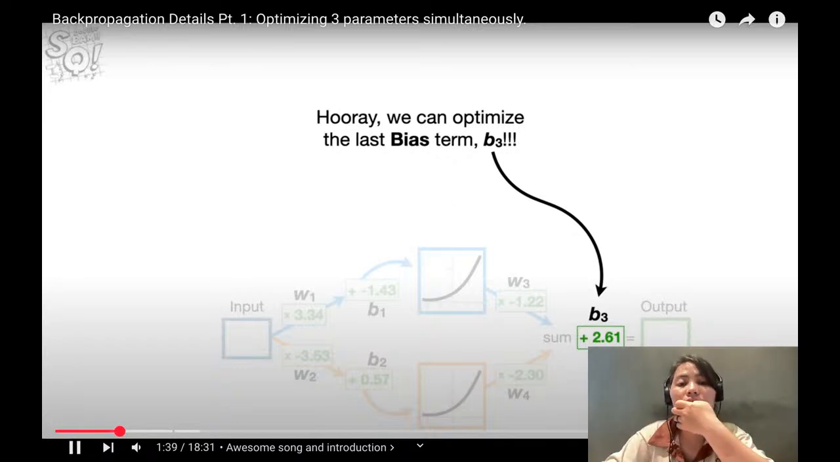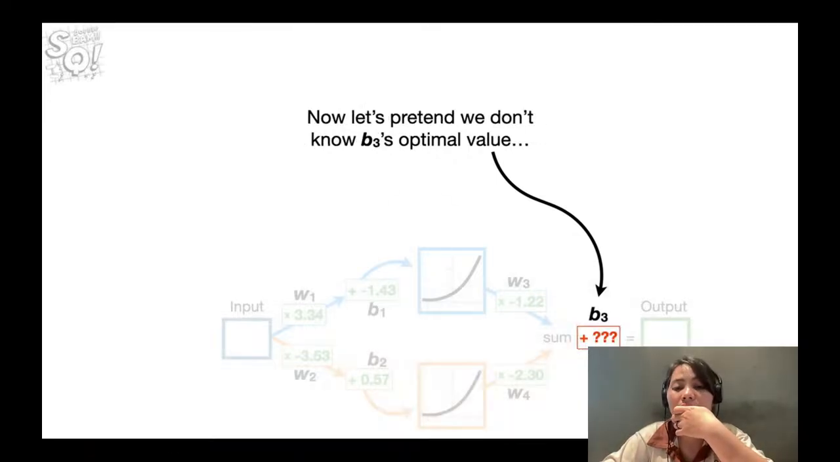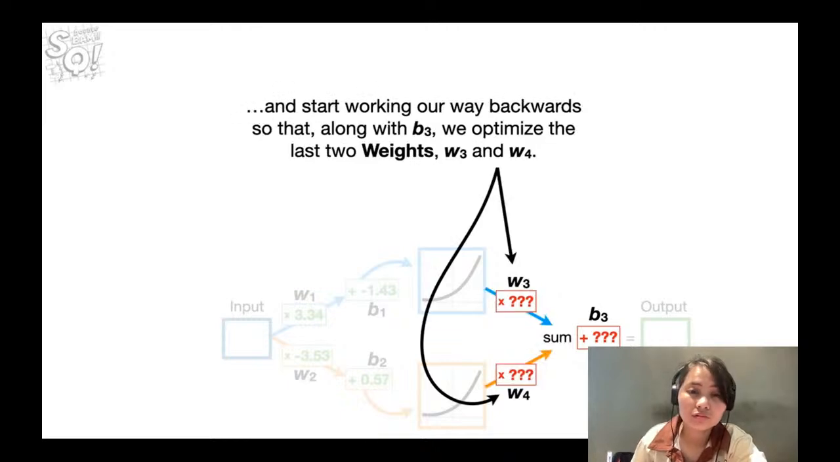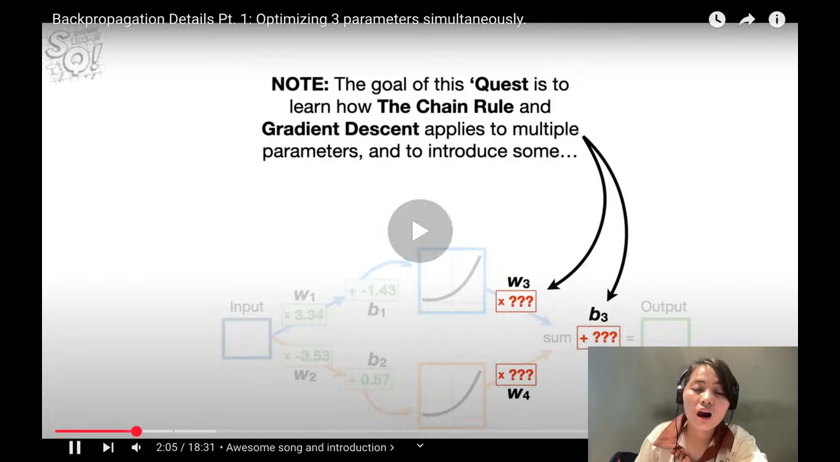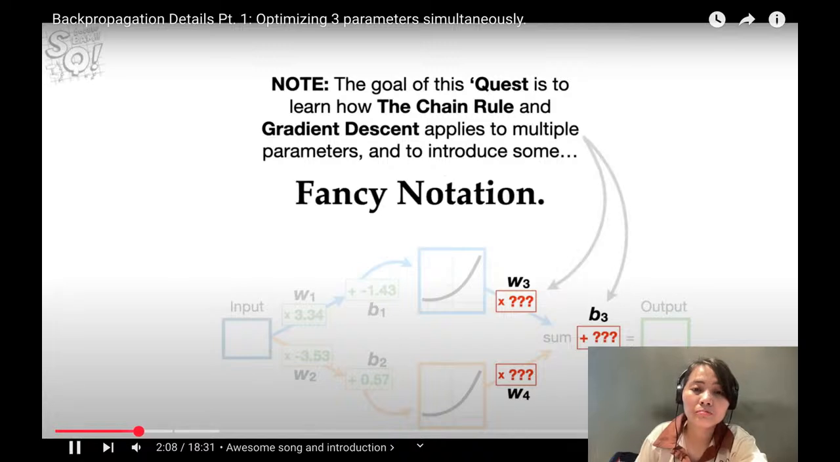Hooray! We can optimize the last bias term, b sub 3. Now let's pretend we don't know b sub 3's optimal value, and start working our way backwards so that, along with b sub 3, we optimize the last two weights, w sub 3 and w sub 4. Note, the goal of this quest is to learn how the chain rule and gradient descent applies to multiple parameters and introduce some fancy notation.